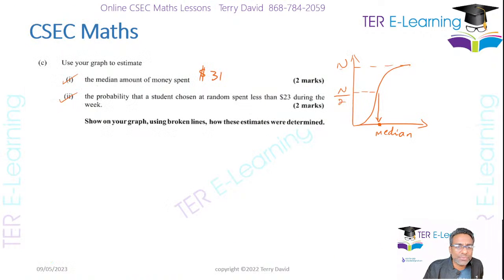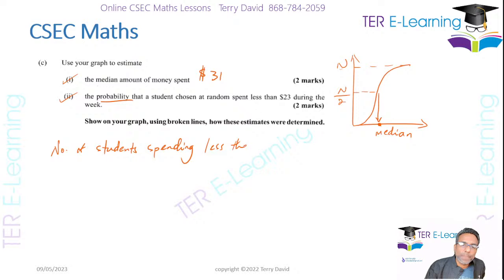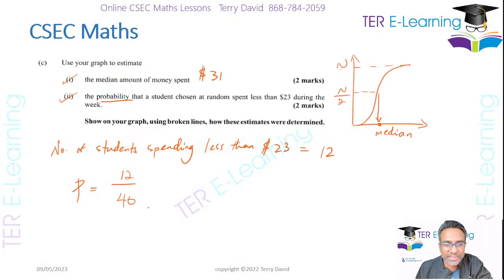So let's see what the question asks though. Oh, they want probability. So the number of students spending less than $23, from the graph, we got 12 students. So for the probability they're looking for, all we need to do is take the 12 students and divide it by how many students you have in total, which is 40. So the answer is 12 over 40, or you can reduce that, and that's going to give you a probability of 3 over 10.